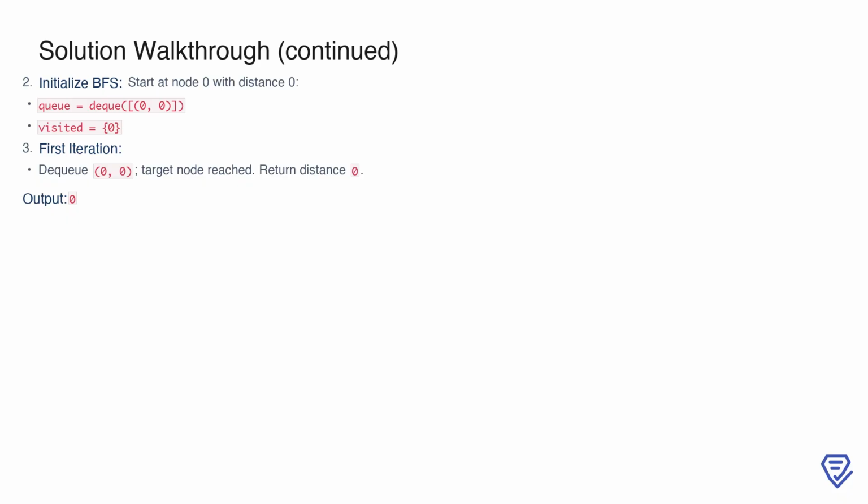We then initialize BFS starting at node 0 with a distance of 0, placing it in the queue and marking it as visited. In the first and only iteration, we dequeue node 0 and immediately recognize it as the target node. Since no traversal is needed, the shortest distance is 0, and the algorithm returns this result. This example highlights the base case where the start and end nodes are identical, making the shortest path trivial.